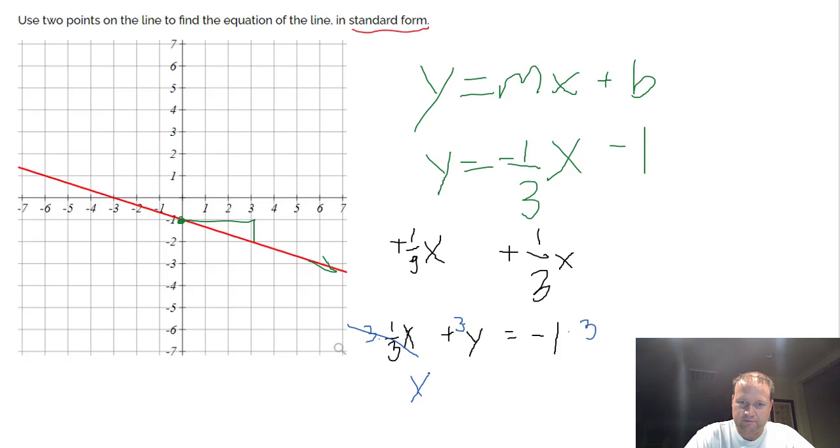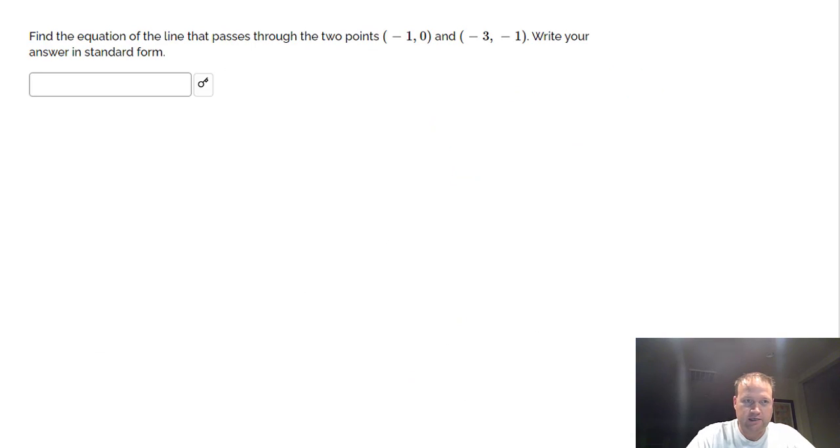I get x plus 3y equals -3. So that's in standard form there, and I'm at 4.5 minutes here, so I got to try and scoot this along. So that's the equation in standard form right there, x plus 3y equals -3. Let's take a look at this last one.